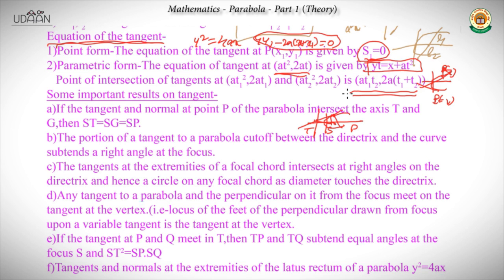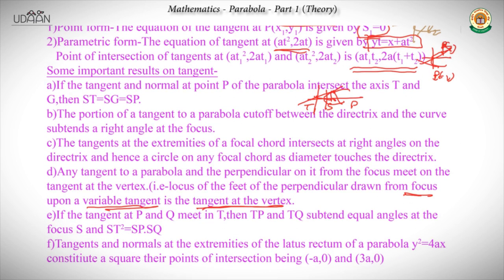And usually we call the locus of the point of intersection of perpendicular tangents the director circle. But in a parabola, later when you study the director circle, you'll understand it's nothing but the directrix, and it is a straight line, not a circle. Next, for any tangent to a parabola, consider the perpendicular on it from the focus. Indirectly you can say that the locus of the feet of the perpendicular drawn from the focus upon any variable tangent is the tangent at the vertex.